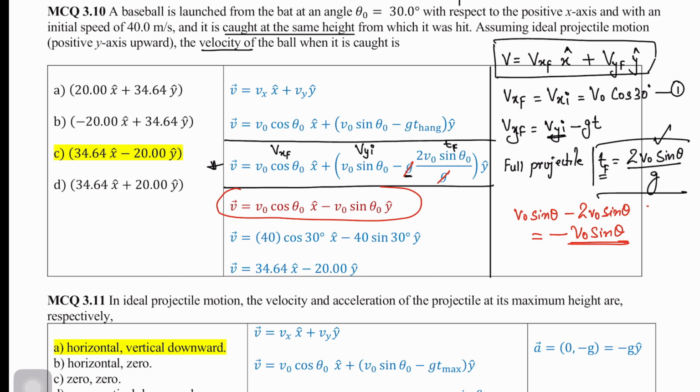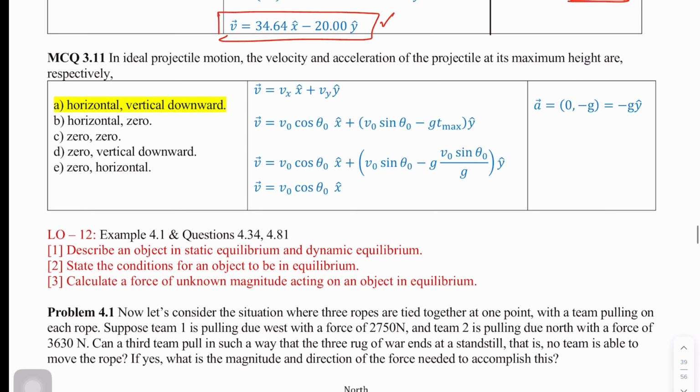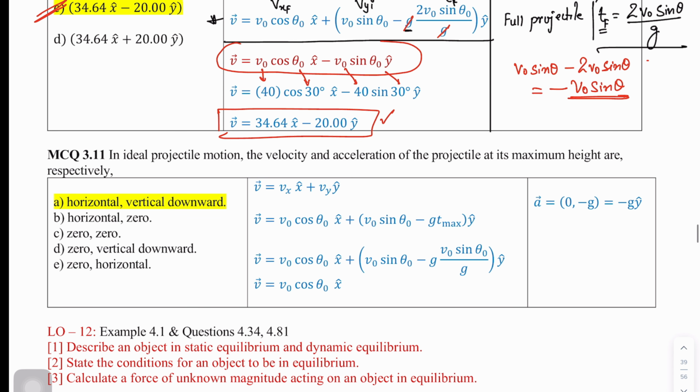So you understand the next step? Okay, now place the values. You know V naught is 40, theta is 30 degrees, minus 40 sine of 30. So this is your final answer. Clear? 34.64 x cap minus 20 y cap. So C is your correct answer. Fine. Next question.